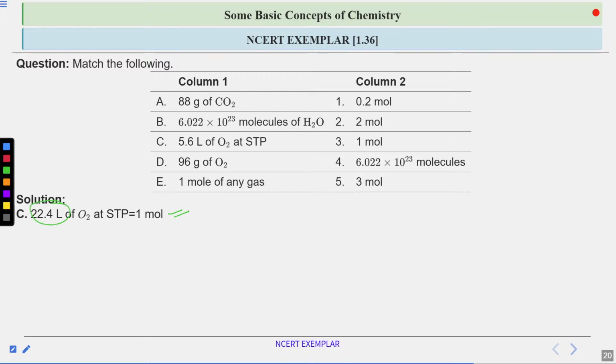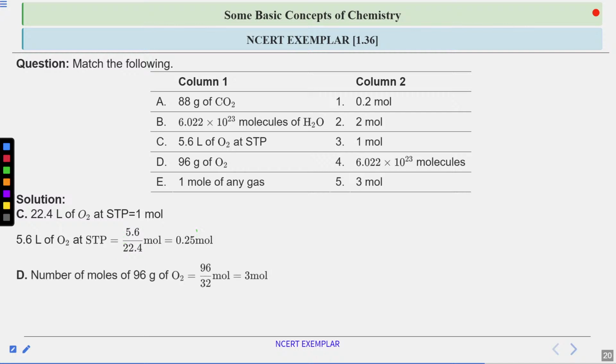If it's so, then what will be the number of moles in 5.6 liters? It will be simply 5.6 by 22.4. I have just used the unitary method. So in 1 mole we have 22.4 liters. So in 1 liter I will have 1 by 22.4, and in 5.6 it will be 5.6 by 22.4. It will give you 0.25 mole. Okay. So I have written it as 0.2 mole.